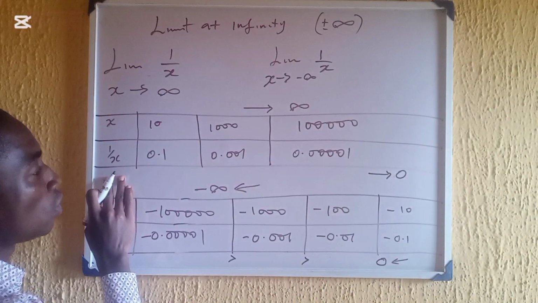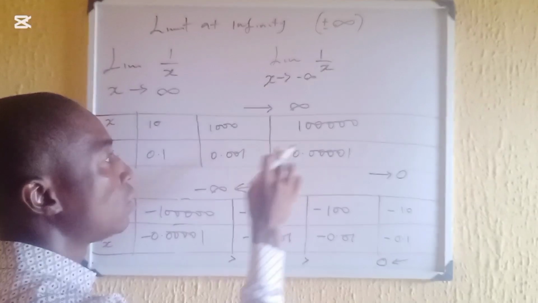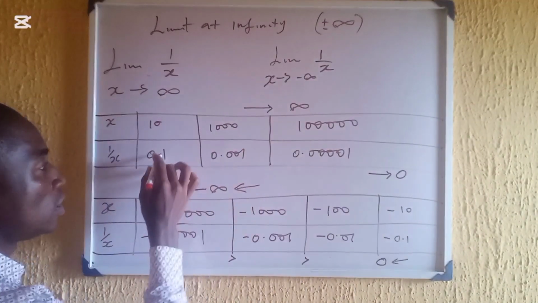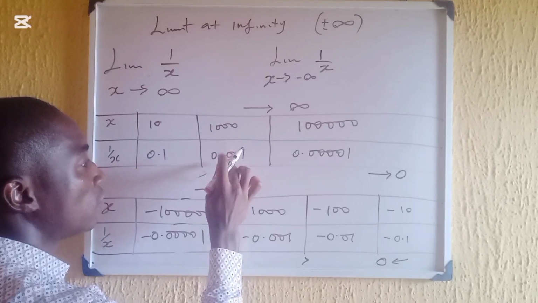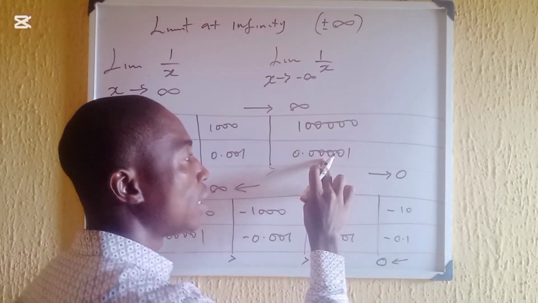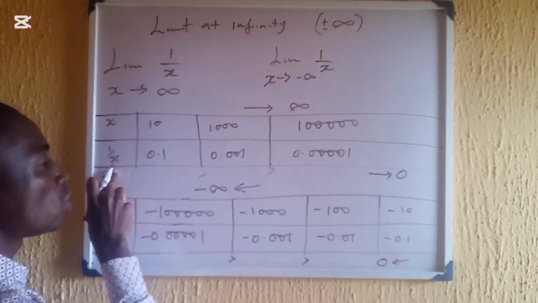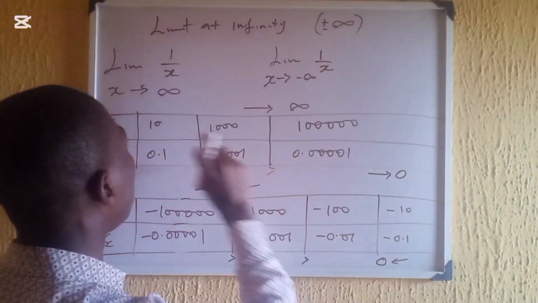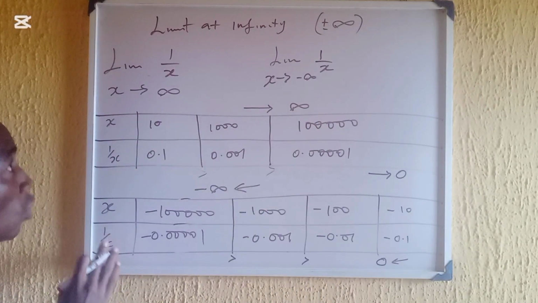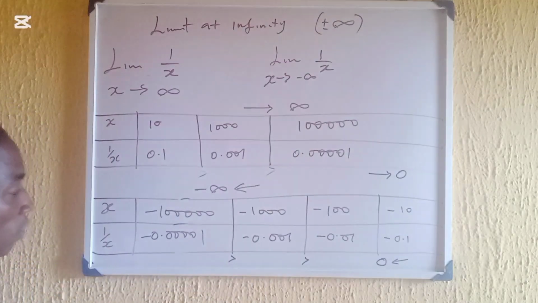So what happens to 1 over x? Initially we have 0.1, then 0.001, then 0.00001. You can see that this value is greater than this value, and this value is greater than this value, meaning that this value is tending towards what? 0. So the function is tending towards 0 as x tends towards what? Infinity.